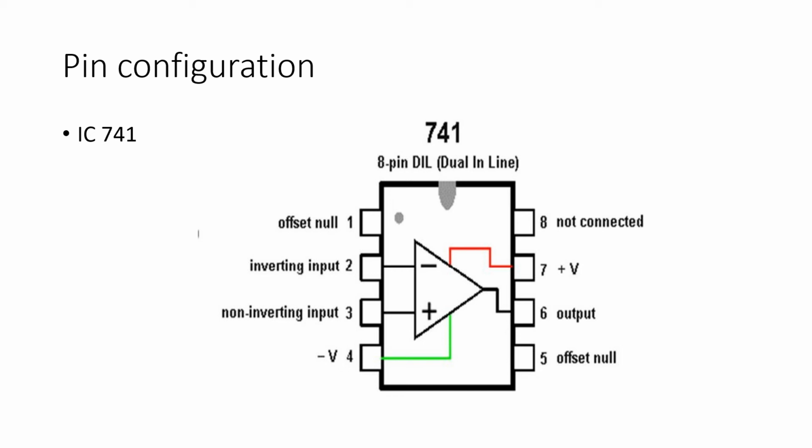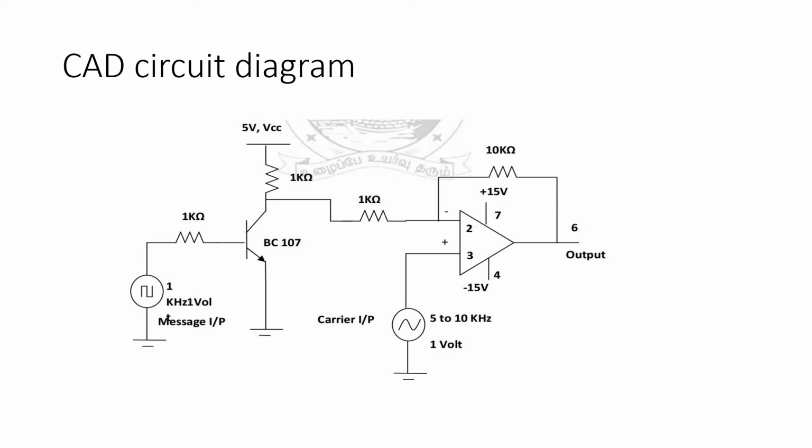So this is the pin configuration for IC741. It is an op-amp comparator. So these are the pin configuration. Pin 2 is an inverting input. I'll soon show you in the circuit. Pins 4 and 7 are minus V and plus V, which are minus 15 volt and plus 15 volt.